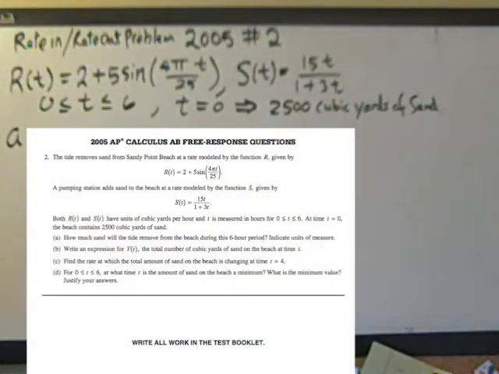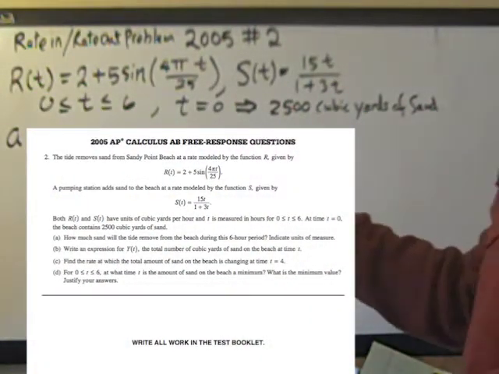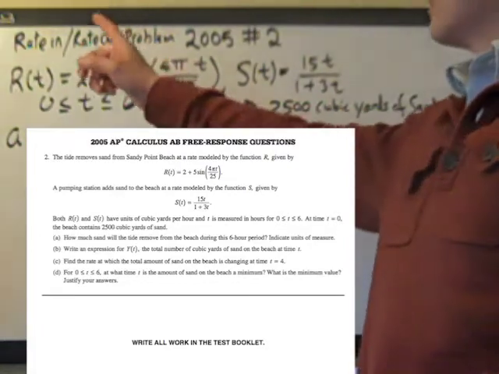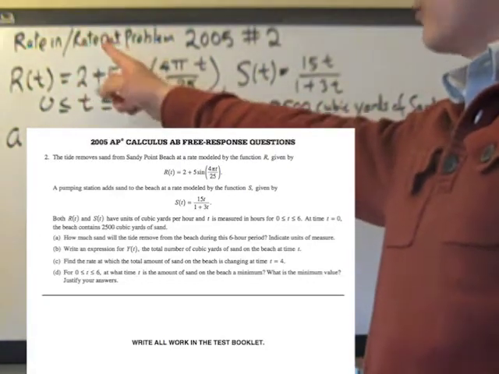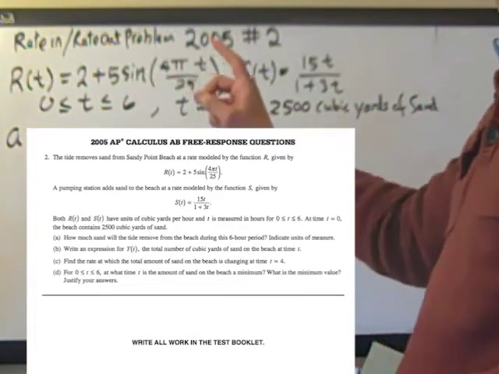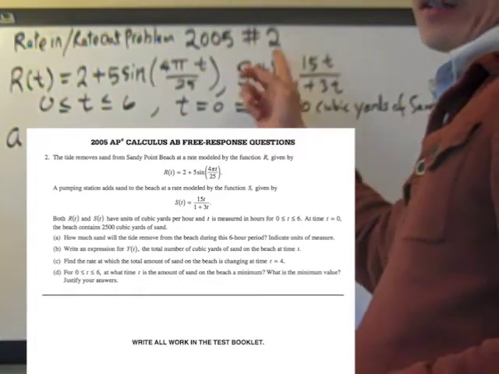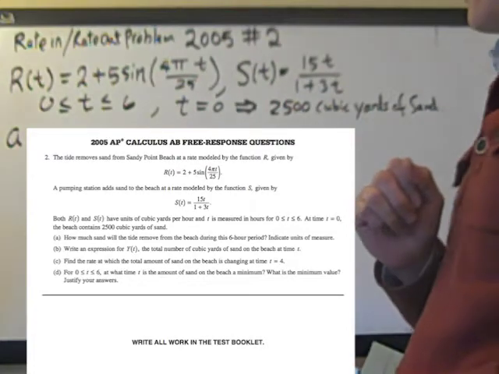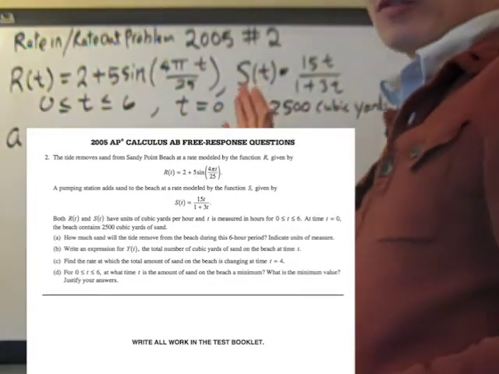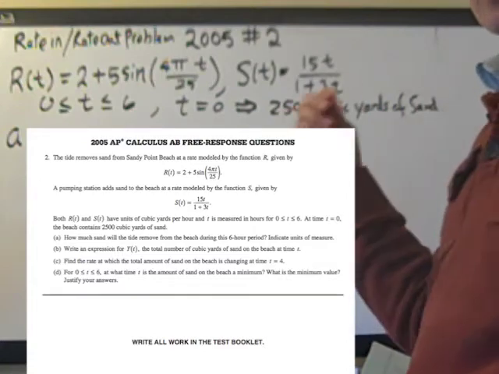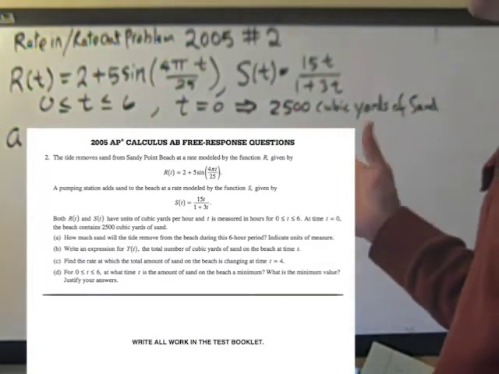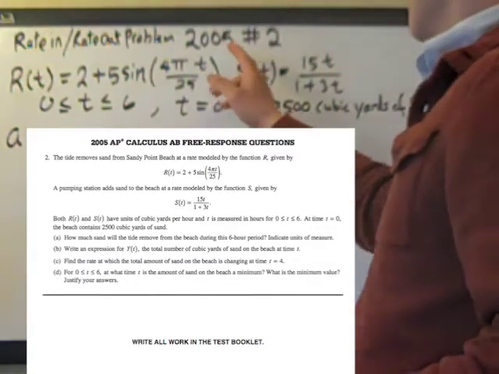Okay, upon request, I want to talk about this particular problem, which involves rate in and rate out. So it's a rate in and rate out problem, and it's in 2005, number 2. I want to show you that this looks complicated, but in fact it's a very simple problem. First of all, 2005, number 2.